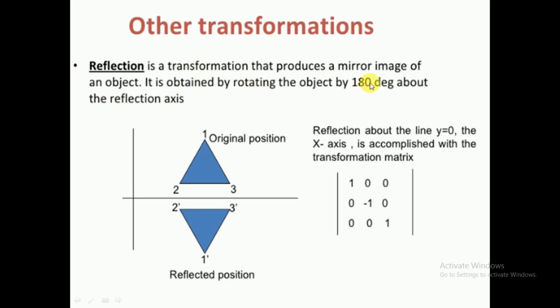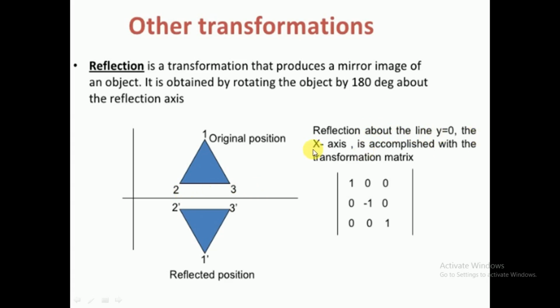If you rotate any object by 180 degrees, you will feel that operation is a reflection operation. The original object is like this. If you rotate it by 180 degrees, this will come here, then these two will come here. This is a reflection, exactly a mirror image. Right? Reflected object. Reflection about the line y equal to 0.